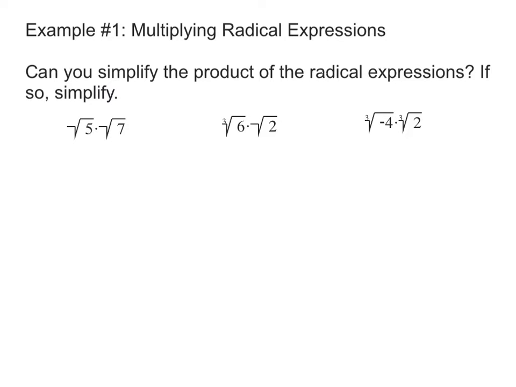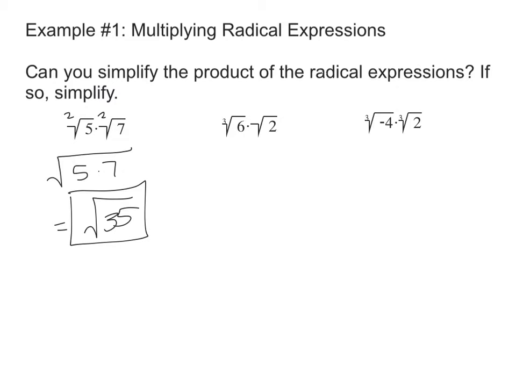Alright, so in example 1 it says, can you simplify the product of the radical expressions? If so, simplify. So in this case, the first one, square root of 5 times square root of 7, we can simplify because they have the same index, which happens to be 2. So then that becomes a square root of 5 times 7, which is just the square root of 35 because we can't break it down further than that. So that's our answer there. And then the second one, no, we cannot because they have different indexes. This is a 3 and this is a 2, so no. And the last one, once again, is a yes because they have the same index.